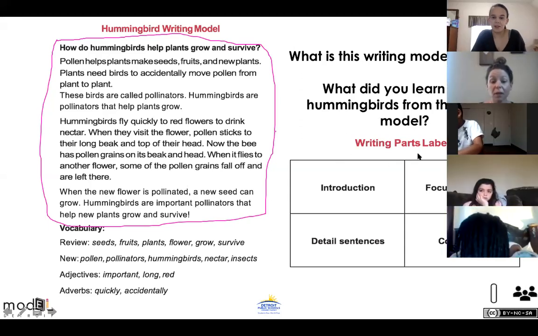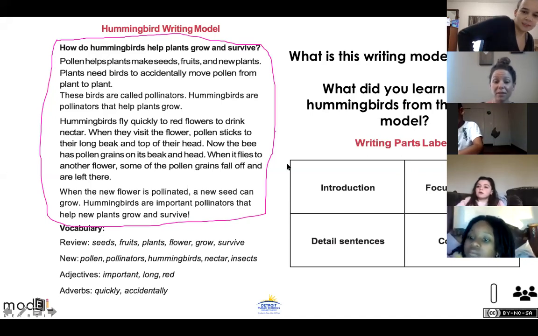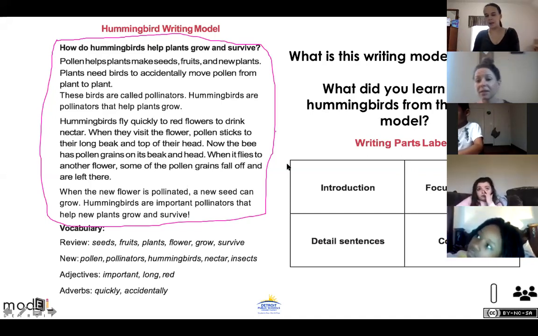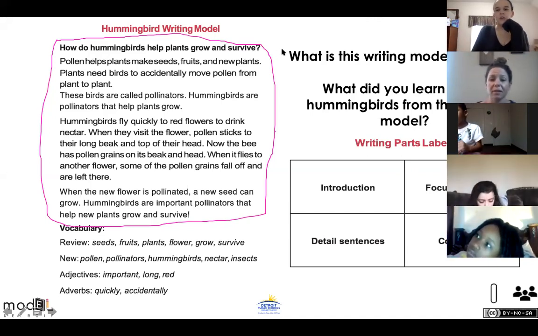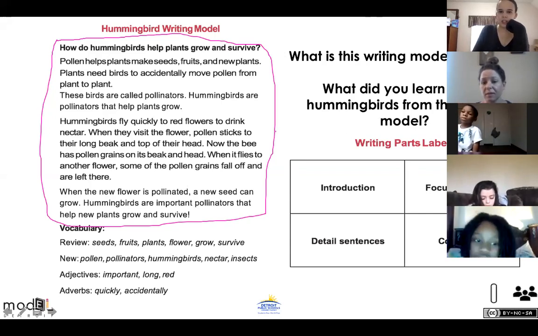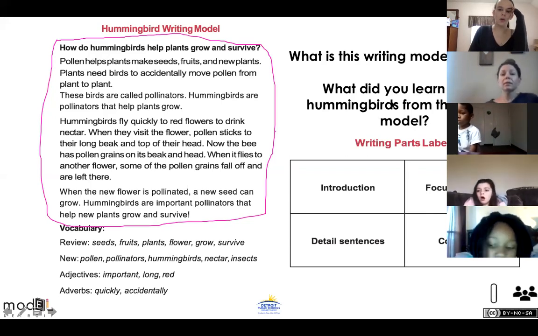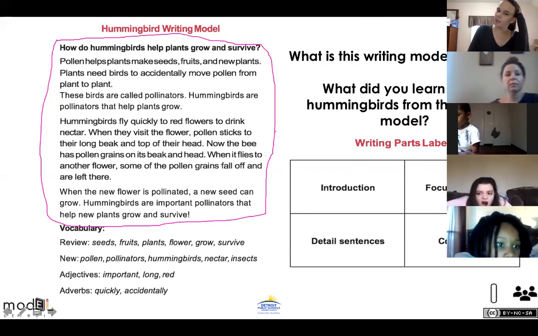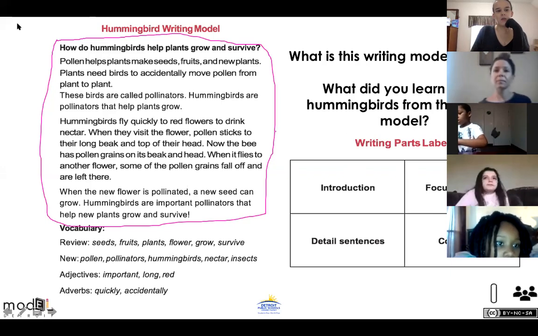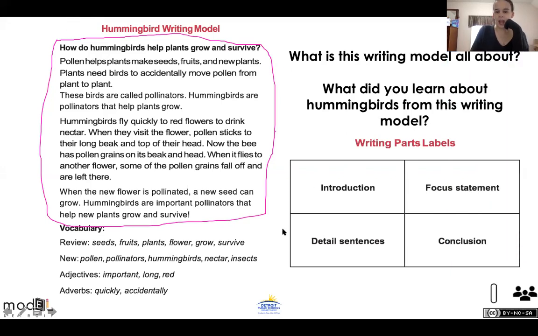Yeah, good job, Bee. We learned what pollinators do for a living. Exactly. We learned how they pollinate. All right, if you're still typing, you can go ahead and finish, but we're going to continue on. So I want you to look over at the other side of the screen. There are four different writing parts that we saw when we read this that we're going to ask you to have in your writing when it's your turn.